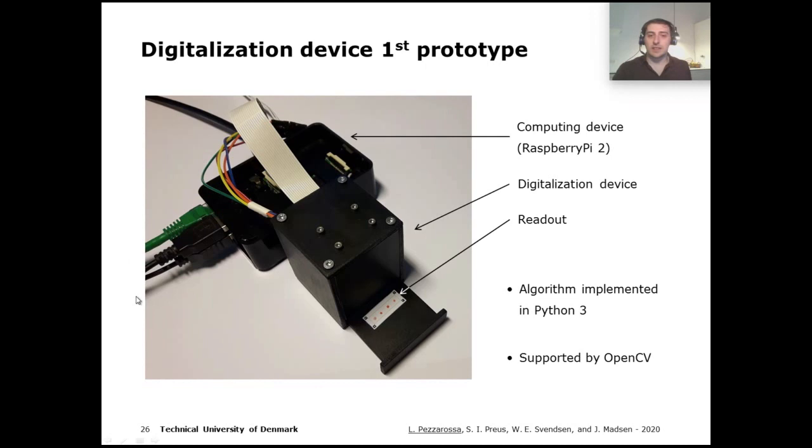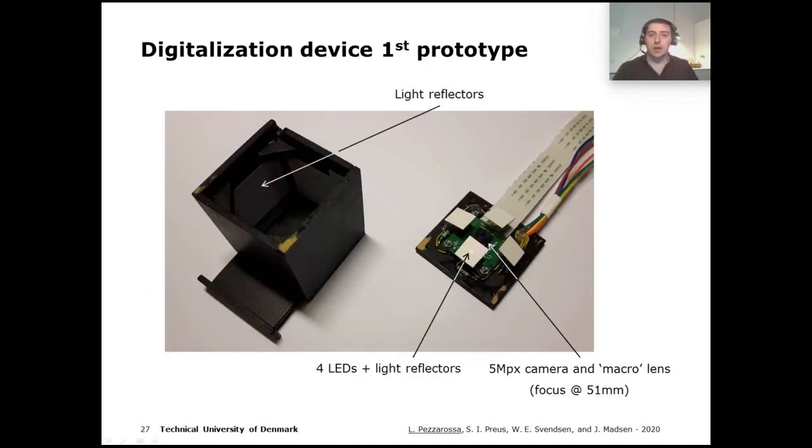The algorithm was implemented in Python 3 and uses functions provided by OpenCV for basic image processing. Inside the digitalization box, we have light reflectors and 4 white LEDs. The purpose of this is to provide diffused uniform lighting of the sample. And on the top, on the lid, we have a 5 megapixel camera equipped with a macro lens, which is focused exactly at the distance where the lateral flow assay strip is to be found. So we can take very nice pictures of the strip.